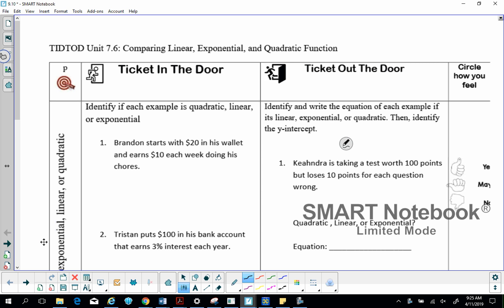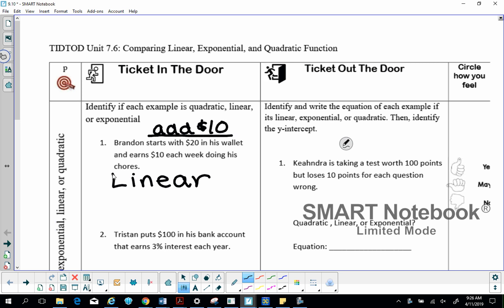Brandon starts with $20 in his wallet and earns $10 each week. Brandon, what would it be? Linear. Does everyone get why it would be linear? Because linear is adding or subtracting over and over again. What is he adding over and over again? Good. He's adding $10, so that would be his slope.